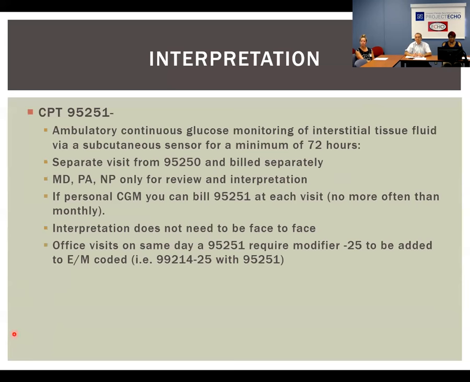So you can, and that's only on their personal devices, that's not on your device. On their personal devices, you can bill for that at each 3-month visit if they've got a CGM that you are interpreting the data for them at those visits. Again, as I said, interpretation does not need to be face-to-face. And because people get tangled up in the weeds on their office visits, if you're doing an office visit different from looking at their data, again, you can use the 25 modifier with the 251 code as well.